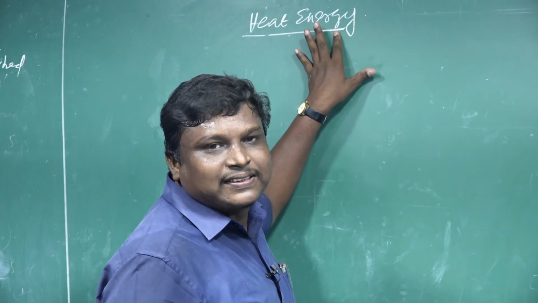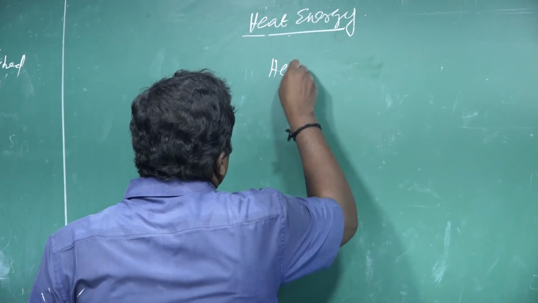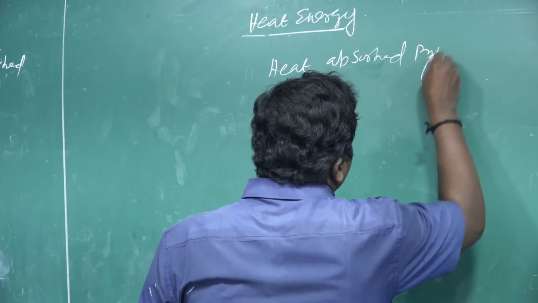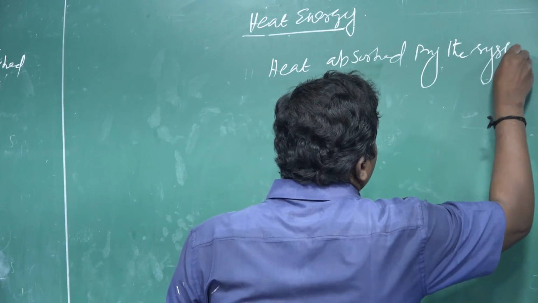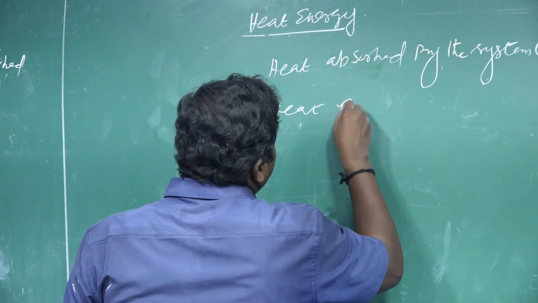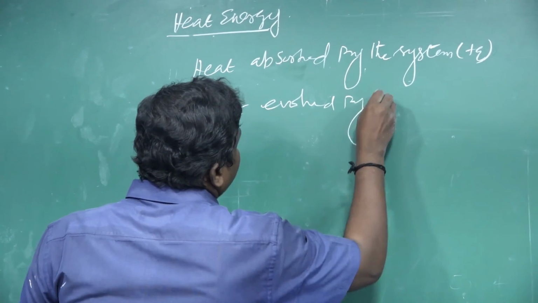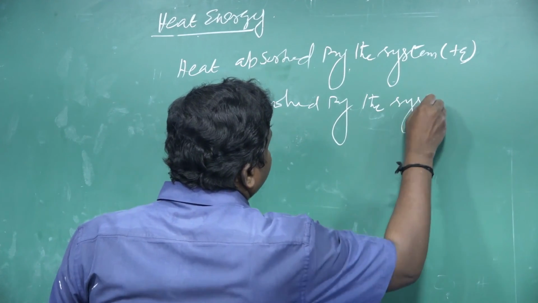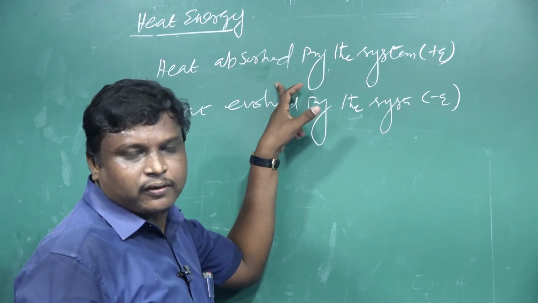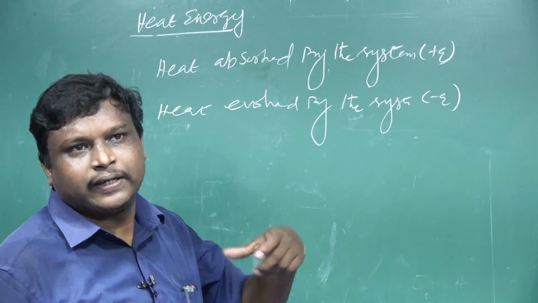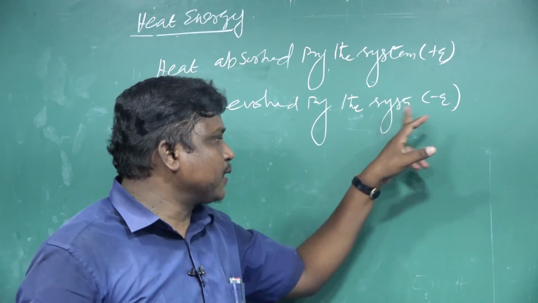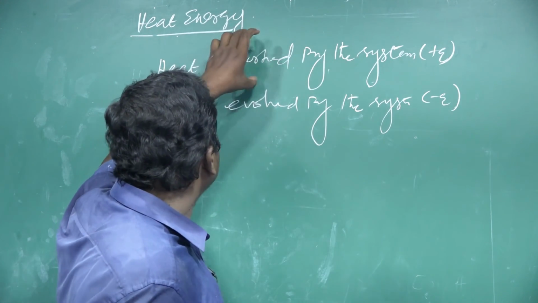Heat energy, sign convention. First, heat is absorbed by the system: plus Q. Second, heat is evolved by the system: minus Q. Plus Q, heat is absorbed from the surroundings. Heat is evolved by the system, minus Q. That is the sign convention of heat energy.